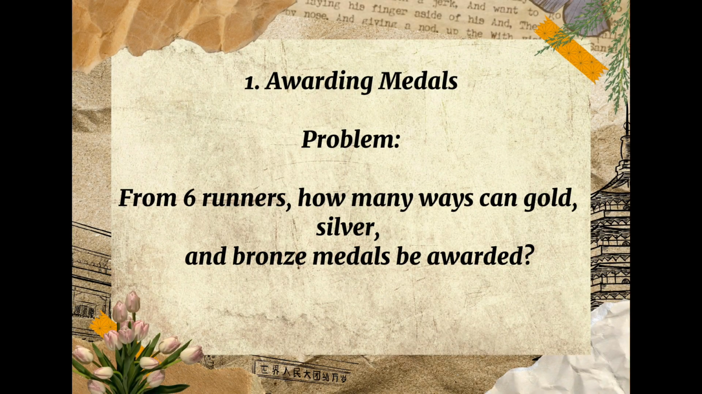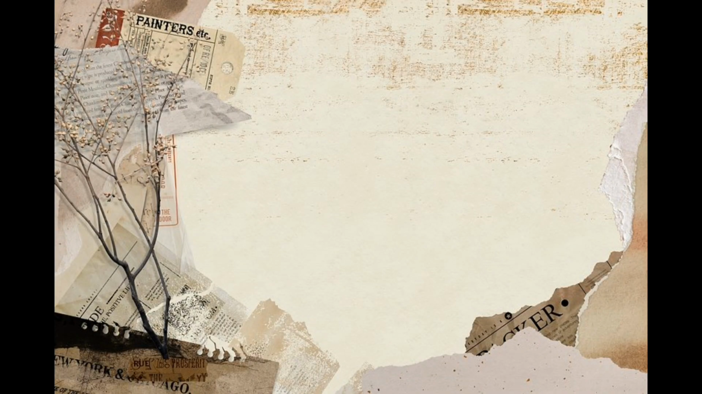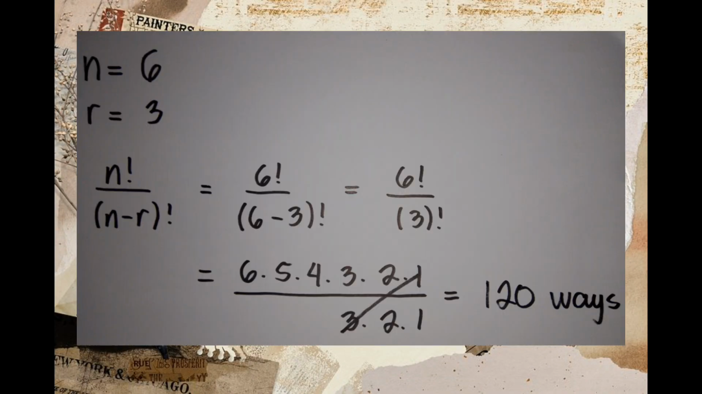The number 1 example is awarding medals. The problem is, from 6 runners, how many ways can gold, silver, and bronze medals be awarded? The total number of objects, or n, is 6, and the number of objects chosen or arranged, or r, is 3.